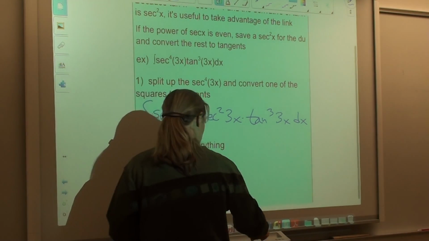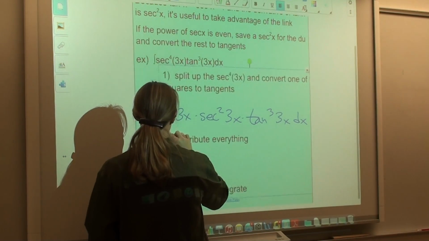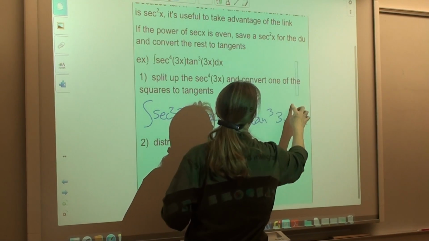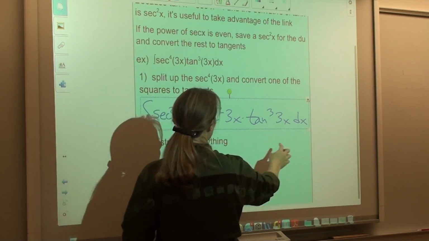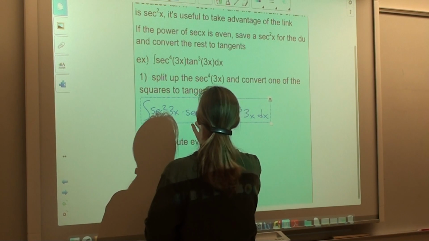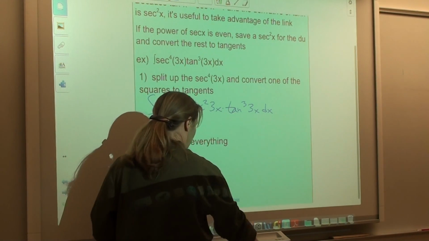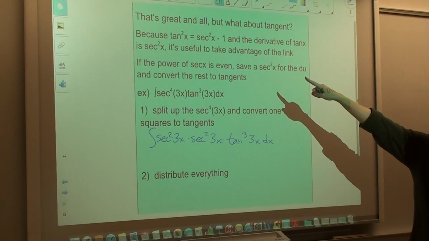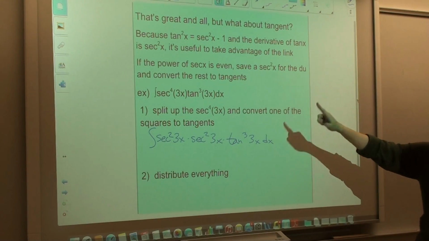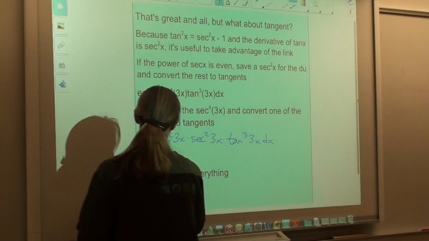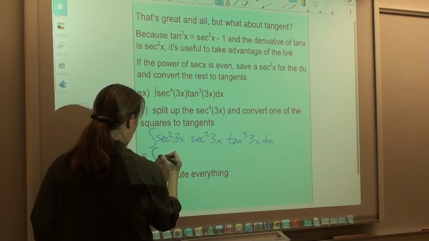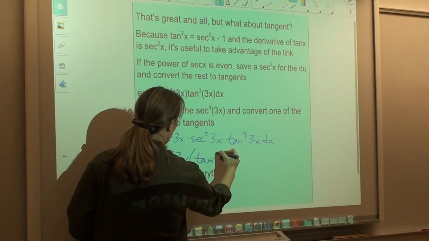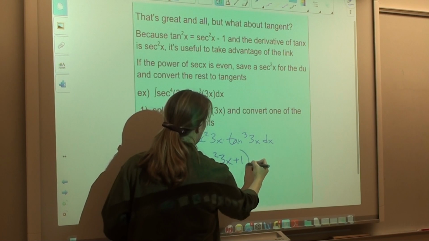Okay, now I need space to do the next step. All right, so now here's the thing. Secant squared is equal to tangent squared plus 1. So we're going to rewrite the second secant squared as tan squared plus 1.